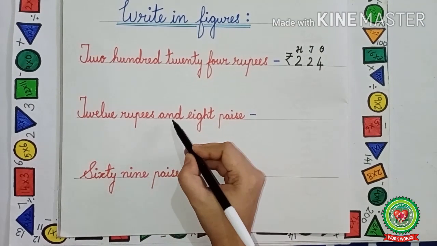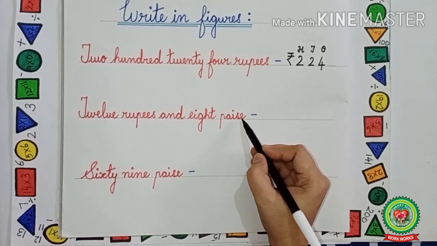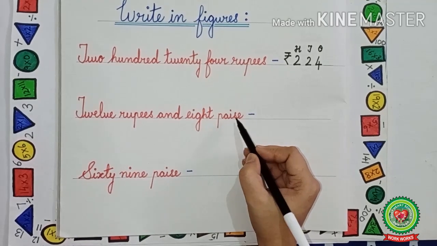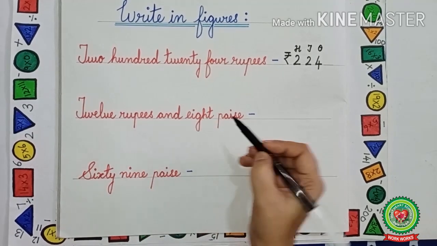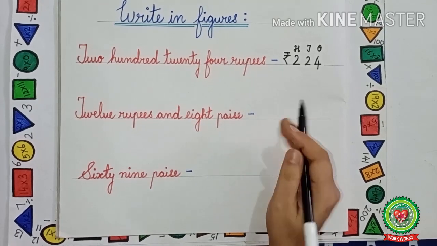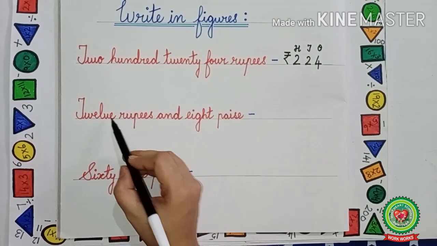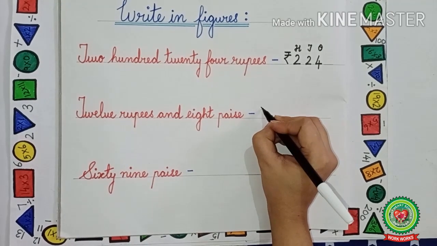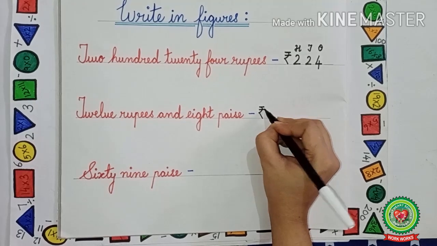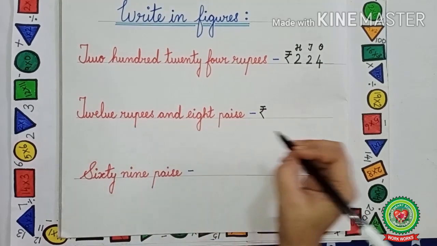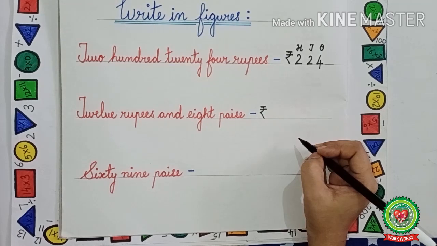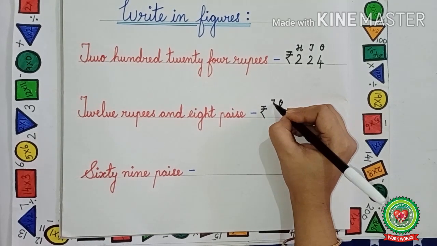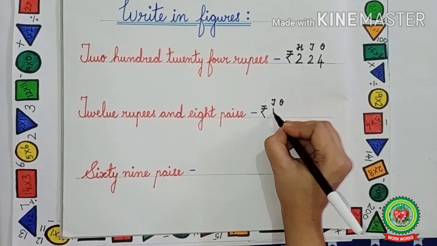12 rupees and 8 paise. Again let us read 12 rupees and 8 paise. In this rupees is also there, paise is also there. First of all we will write the rupees. Now 12 rupees is written. First of all we will put the sign of rupees. That is this one. Now it is written 12. That means the place value table will go till only 2 digit, that is tens. Ones and tens. So we will write over here 12.